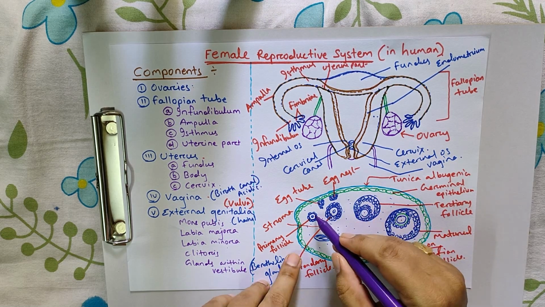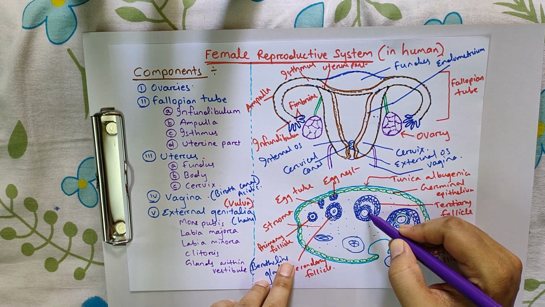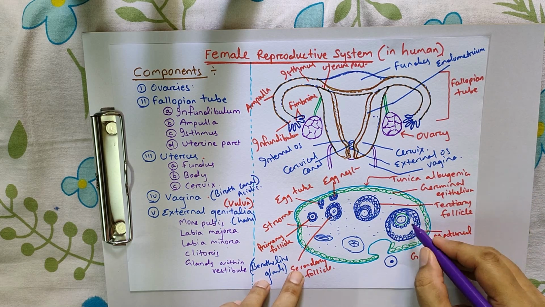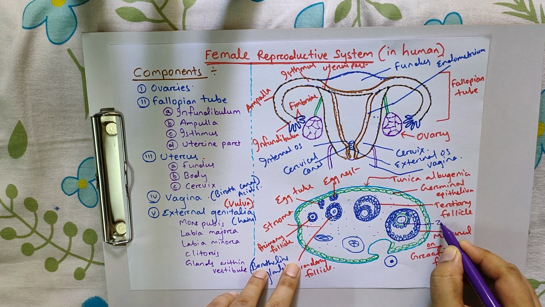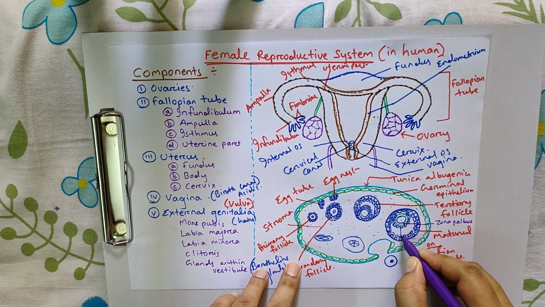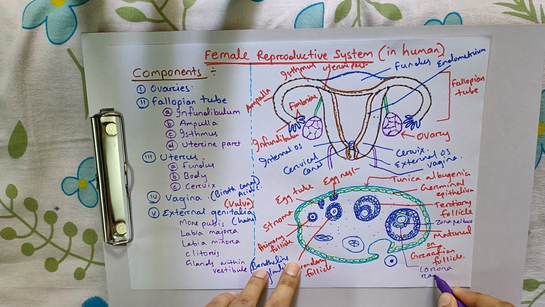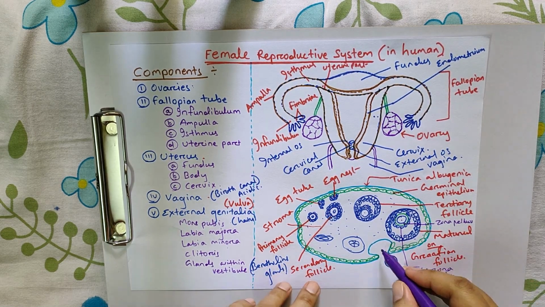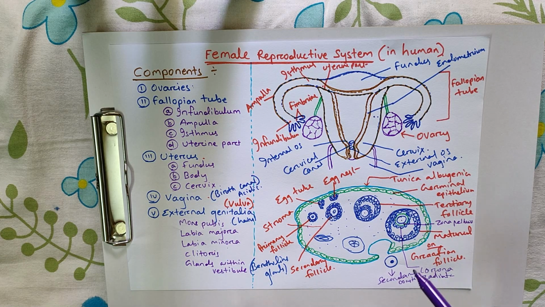This one is the primary oocyte, then it is converted to a secondary oocyte. The secondary oocyte is covered by the zona pellucida. Here it is clearly distinct. This is the zona pellucida, covered by the corona radiata. There is ovulation. This is the secondary oocyte, unless it is fused with the sperm.